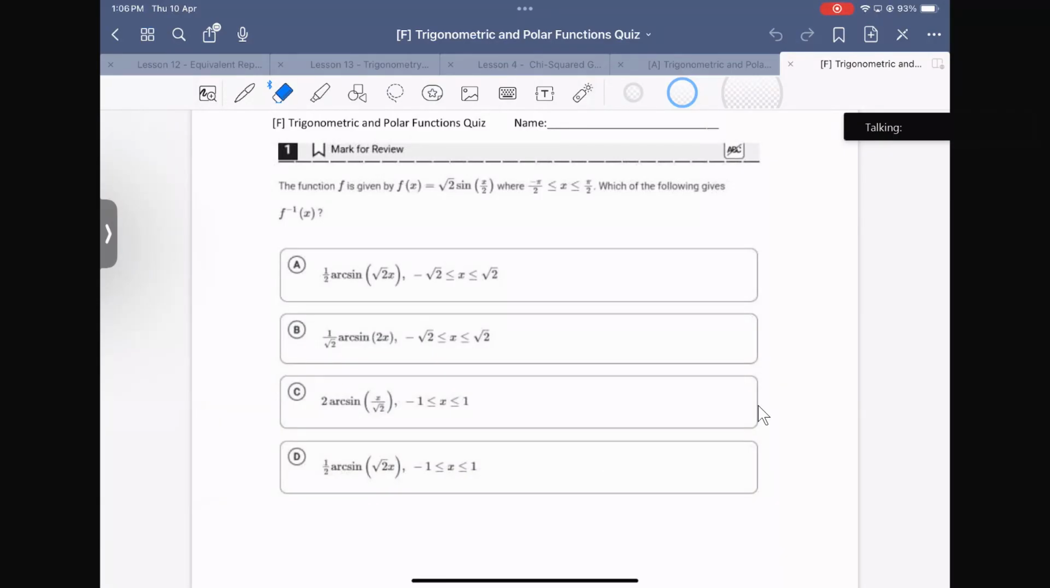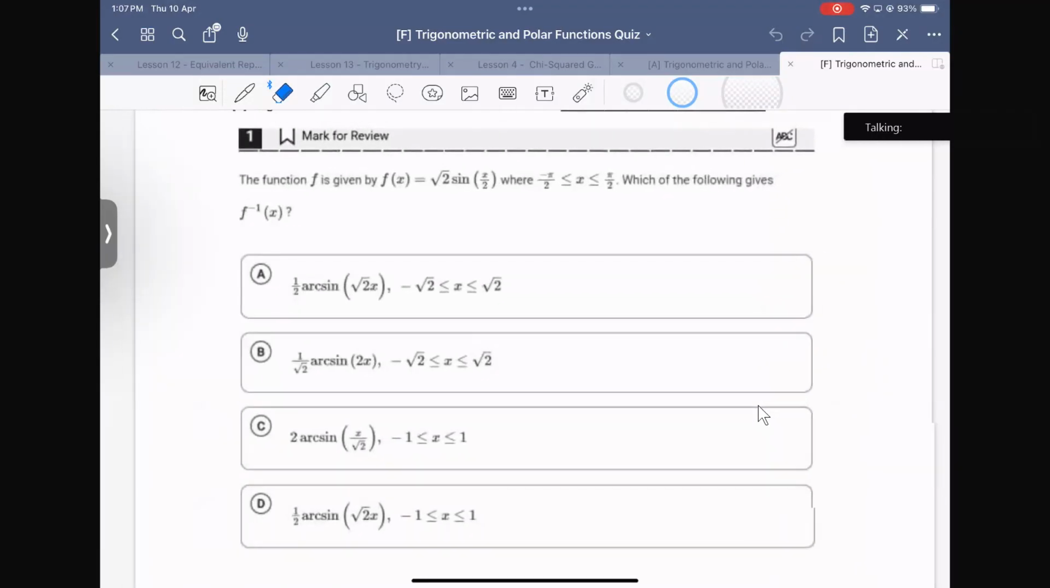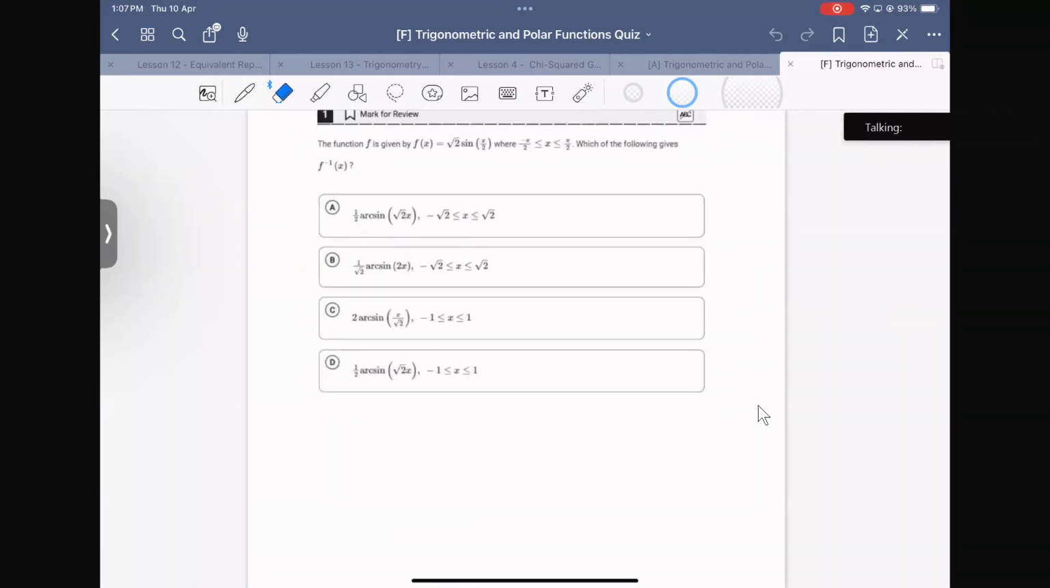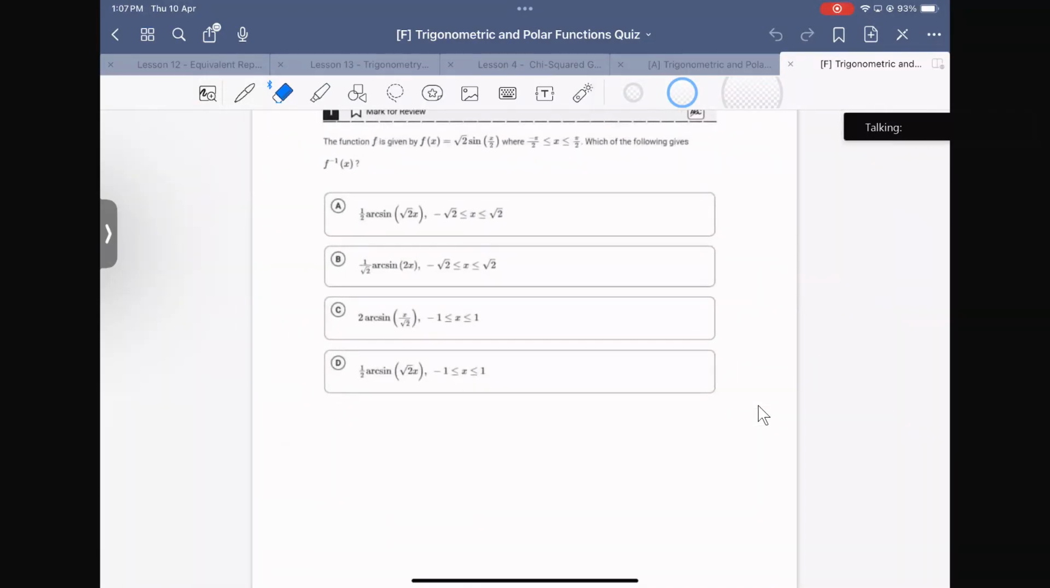All right. So having a look at the quiz, we've got this first one. We need to find which of these is going to be the inverse function. So there's two things we need to do. We need to find out what the domain of the inverse function is, and we need to find the expression for the inverse function. So let's start with the expression.